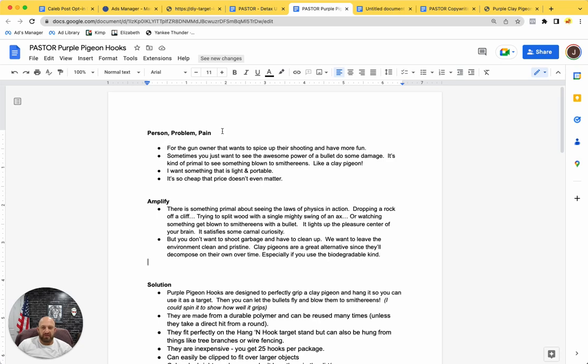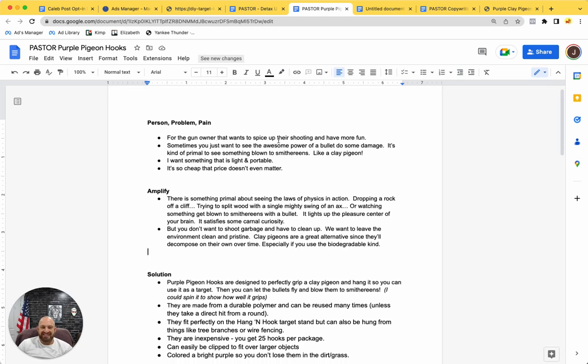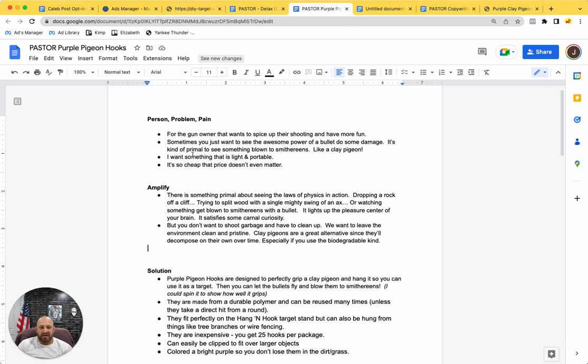The person, the problem, and the pain. This is for the gun owner that wants to spice up their shooting and have more fun. I'm just brainstorming here. Really, if I sit down, why do I want to shoot this instead of a paper target? I think it's because there's some sort of primal feeling that you get when you get to blow something to smithereens, right?